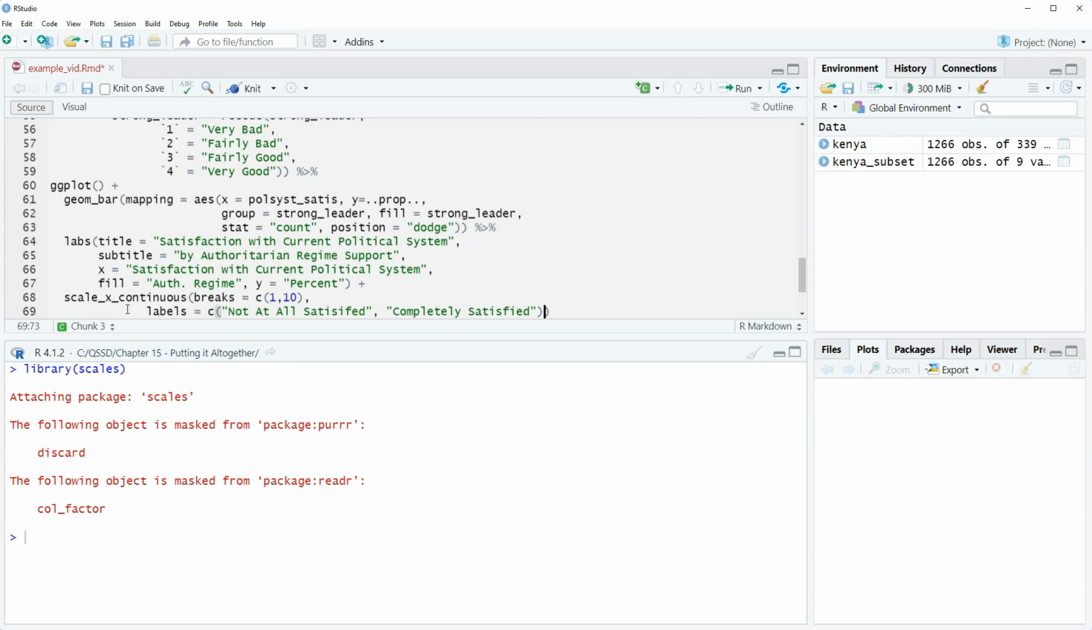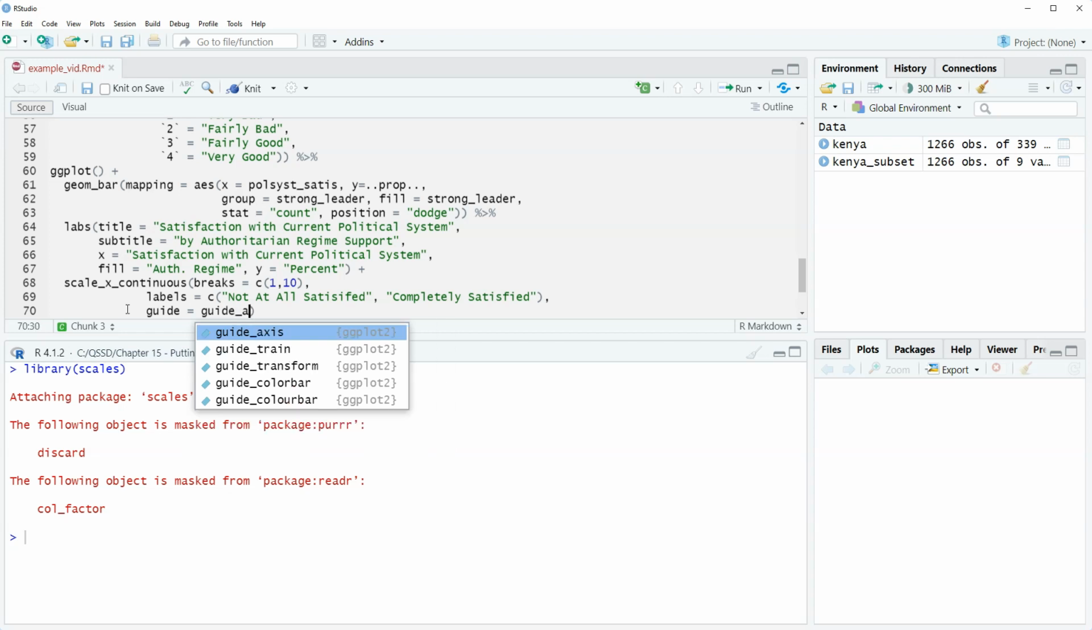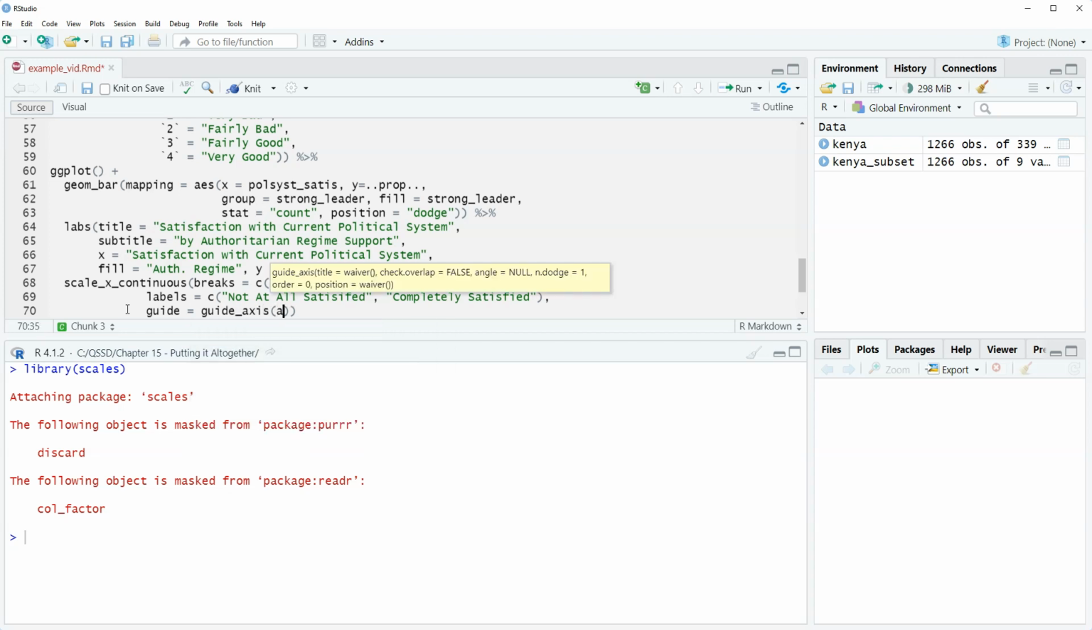All right, so again, what that's going to do is on the x-axis, it's going to put the label "not at all satisfied" at the first value and "completely satisfied" at the last value. We're going to add one other option here. We are going to do guide equals guide_axis, and within that we're going to do angle equals 45. So that puts the labels at a 45-degree angle.